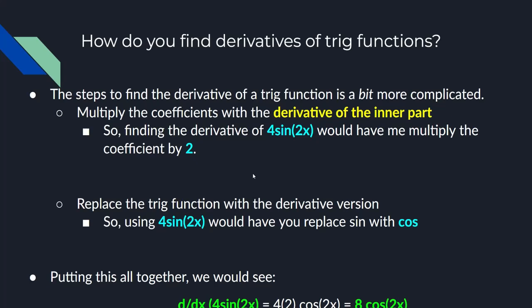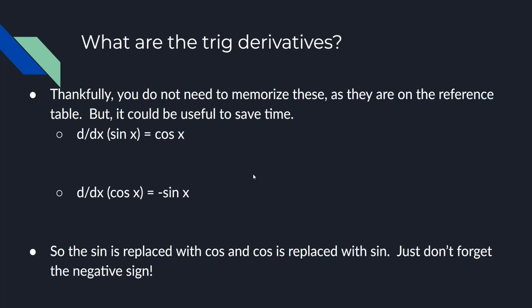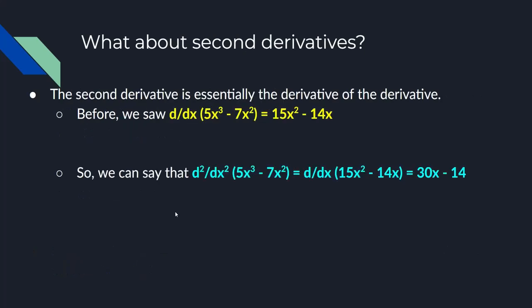Now, like I said, it's helpful to memorize it, even though you do have it on the reference table. It's useful to save time. The derivative of sine is cosine. So if you're taking the derivative of the sine term, you just replace the sine with cosine. Cosine gets replaced with negative sine. So it's easy enough to remember that sine gets replaced with cosine and vice versa. Sometimes it can get a little tricky knowing whether it's going to be negative or not.